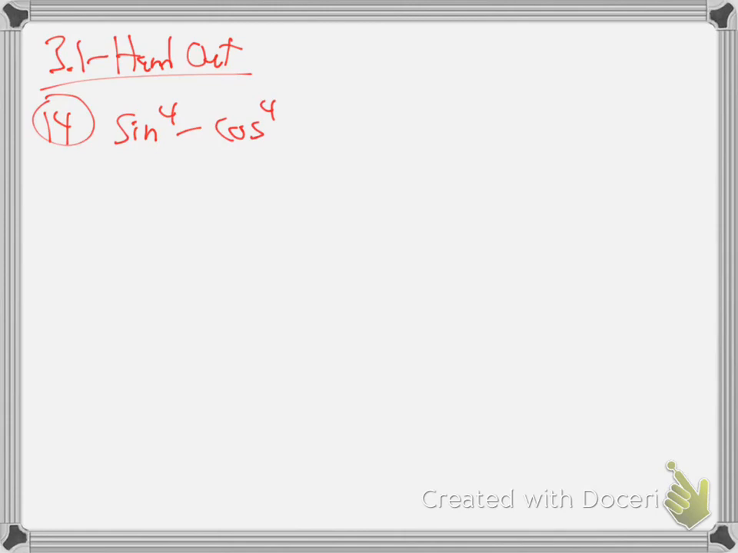All right, so here we are in 3.1, the handout. And we've been working backwards. We did 18, 17, 16, 15. Back to number 14 now. It says sine to the fourth minus cosine to the fourth. Okay. So, any ideas?